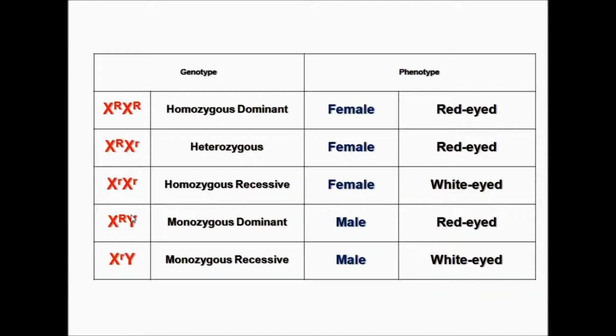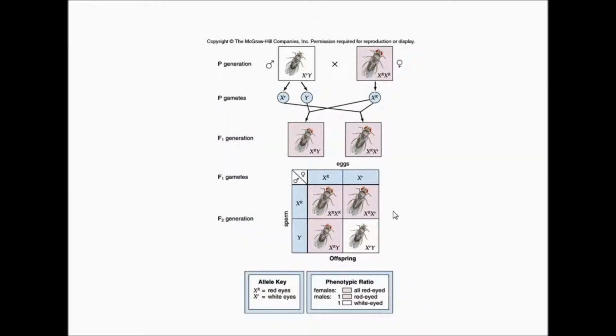So the Y is not going to tell us anything, so whatever is on that X is what this male is going to be. So this capital R means this male is red-eyed, the dominant trait. Little r means he's the recessive trait. No ifs, ands, or buts. He's white-eyed. All right, so it kind of goes like this.